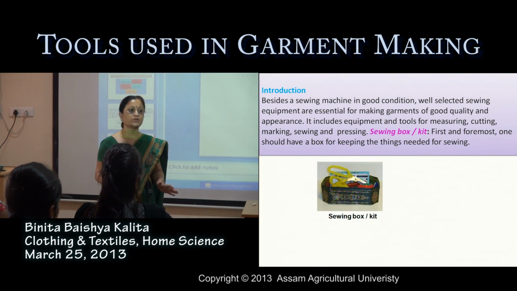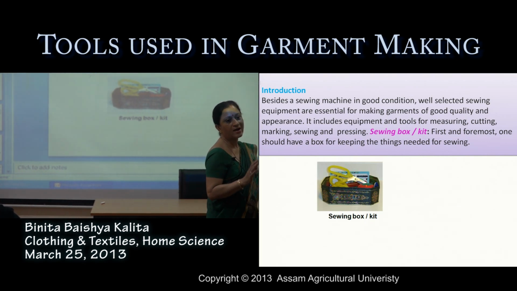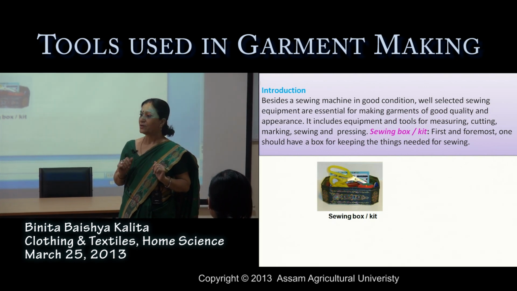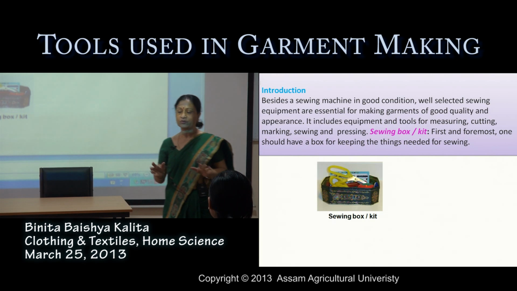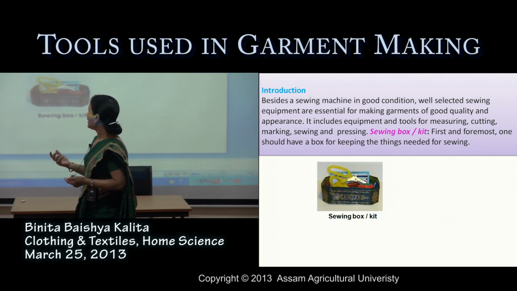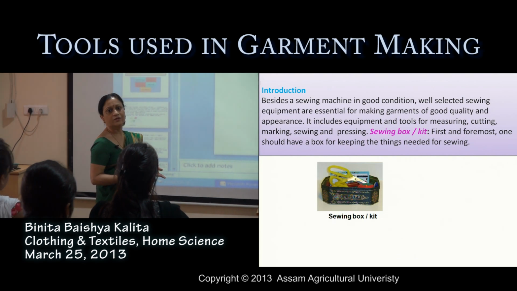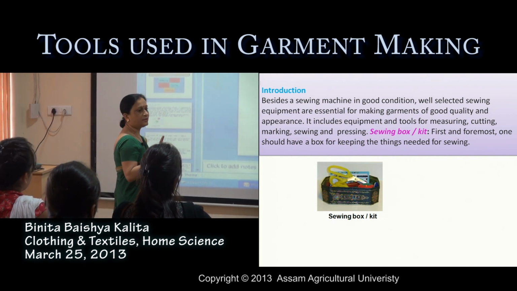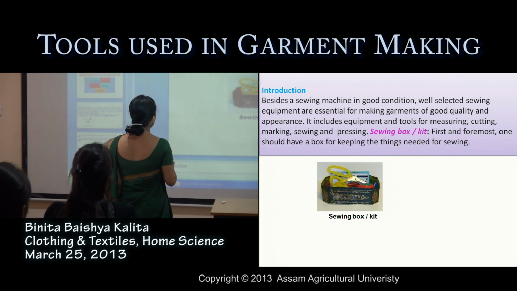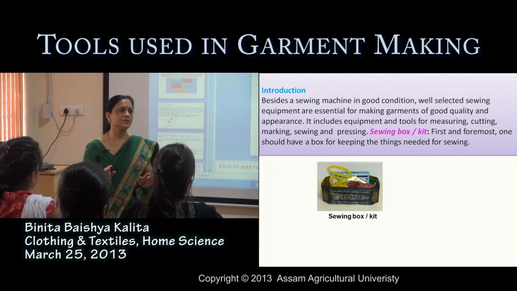All these tools which we are going to use in garment construction, we have to keep in a box that is called a sewing kit or sewing box. When you keep all these things in a box, it will be easy to carry them to your garment construction room. This box contains all the necessary tools required for sewing or garment construction. And we can divide these sewing tools into 5 categories based on their purpose.